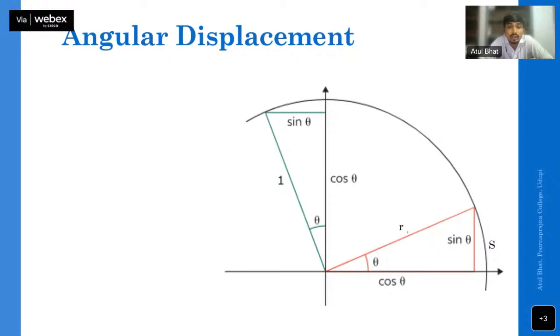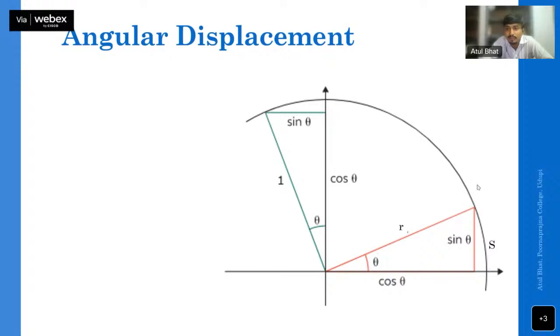Now, because we are talking rotational motion, I said that in linear motion we've got displacement. In angular motion, we've got angular displacement. So consider this motion, let's say along this arc that you see over here.